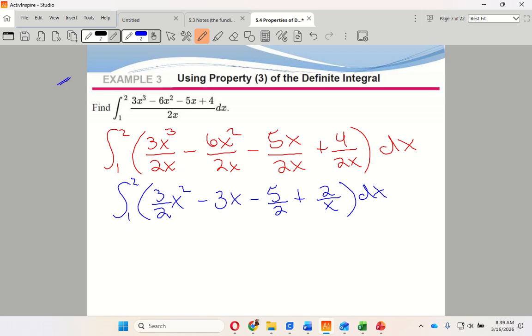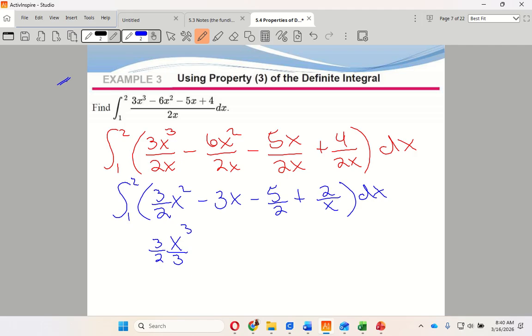If I wanted to, I could break it up like we did on the first example, but I don't think that's going to be necessary here. We just do each integration individually, and then we take it all together. So each term we integrate. So integration of 3 over 2x squared is going to be, let's do the variable first, x to the third, and then divided by 3, but it's still times 3 over 2, isn't it?